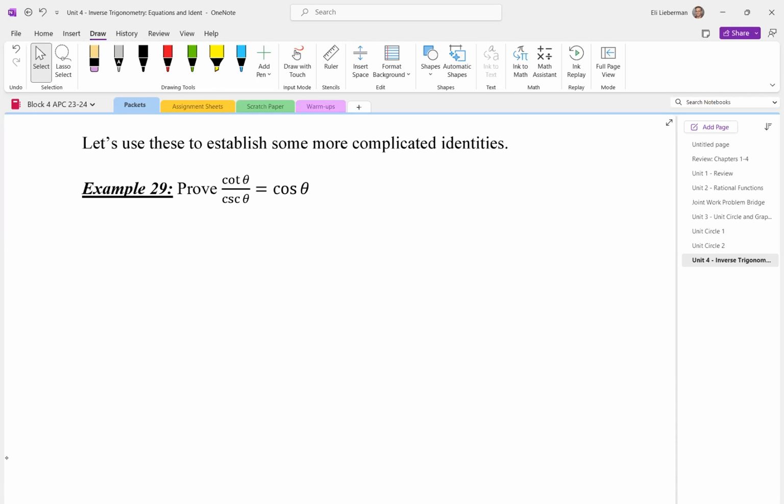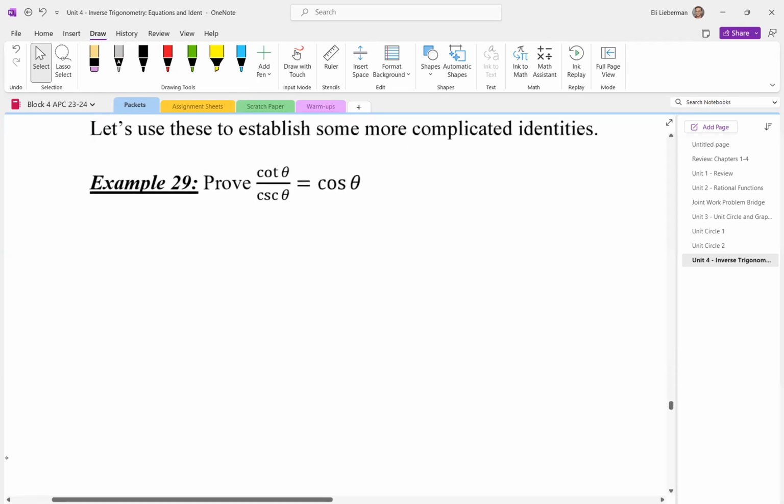So let's do this problem. Normally you take the side that's messier and work on that one. So we're going to start with the left side. What can I do with cotangent theta over cosecant theta?